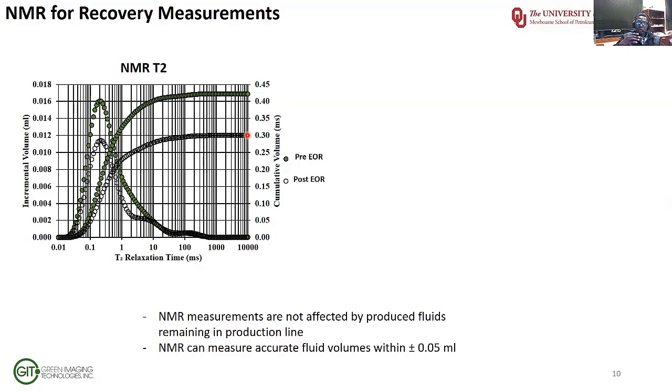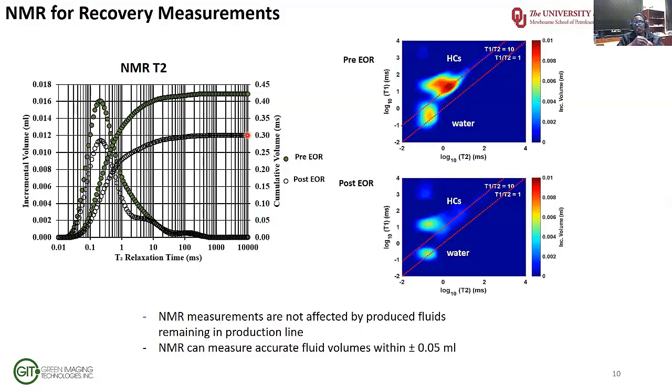Right. Now, to go from just a total fluid volume to separating that into water and oil, we generally use what we call T1-T2 maps, right? These are simultaneous T1 and T2 measurements. On these maps, you will have T1 on the y-axis, generally speaking, and T2 on the x-axis. And this first diagonal line represents a line where the T1 over T2 ratio is equal to 1. And the second line represents a T1 over T2 equal to 10.